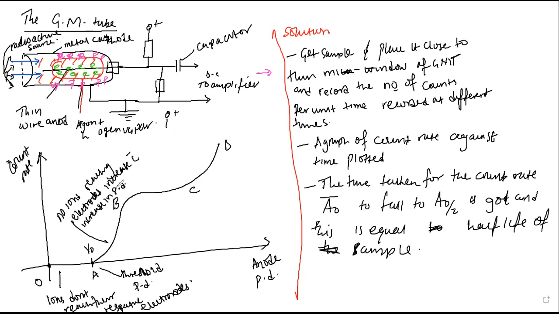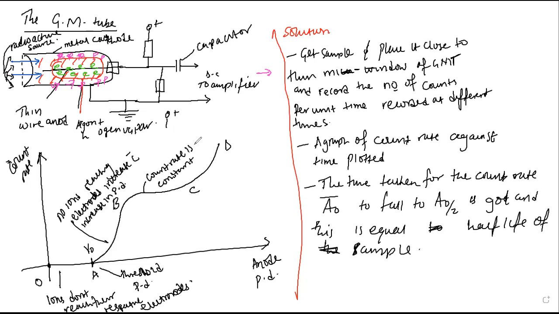In that case, when we reach point B, that is between B and C, the count rate there is constant, meaning the ionization current that is produced is constant. And this is because the anode voltage is high enough. This also is called a plateau region. But in this one, you say the count rate is constant.